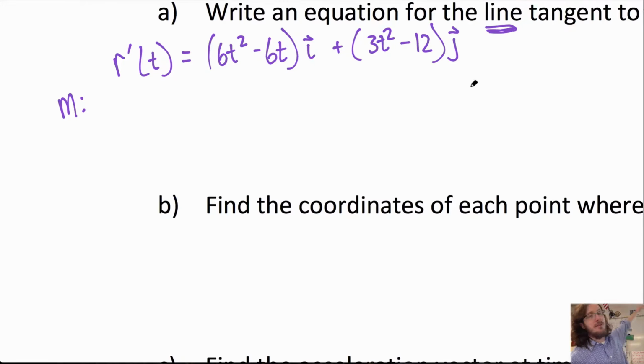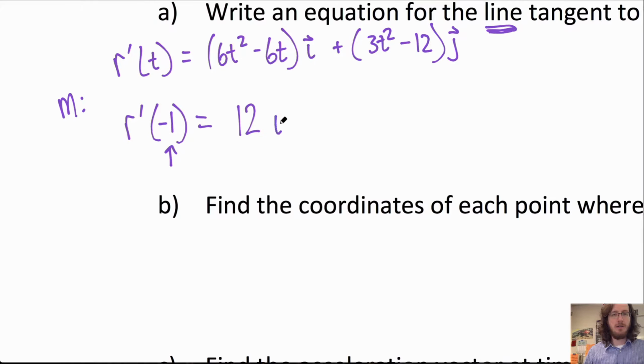Okay, but again, this will give you the slope at any point, but we want specifically at time of -1. So plugging in that -1 to our function. See, -1 squared is 1 times 6. This is going to be plus 6 is 12. Plugging in -1 squared is just going to be 1. 3 minus 12 is going to be minus 9 j.